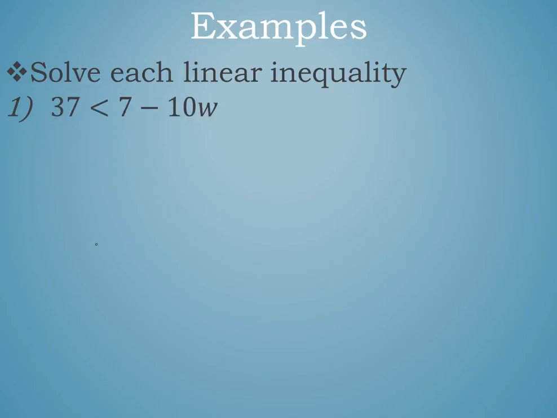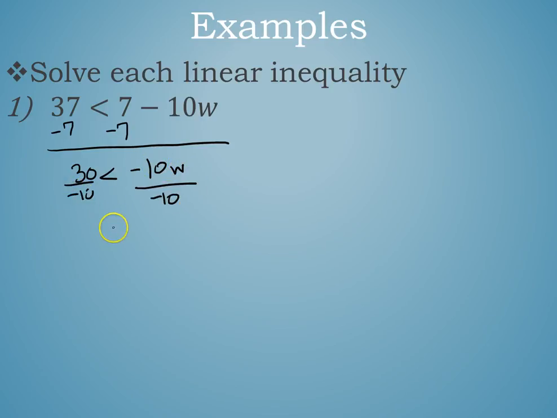If I want to solve this one, same process again. I need to move this 7, so we subtract 7 from both sides. We get 30 less than negative 10w. We need to get rid of the negative 10, so we divide by negative 10. 30 divided by negative 10 is negative 3. Since we now divided by a negative, we need to change this inequality sign from less than to greater than, and then w. That's it. That is the only difference when we're dividing by a negative. Otherwise, it's the exact same process.